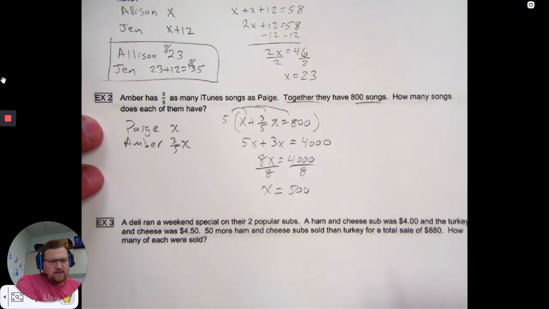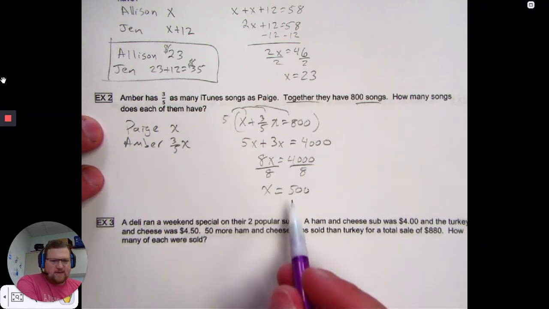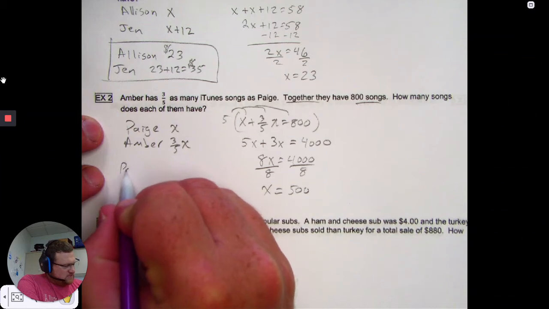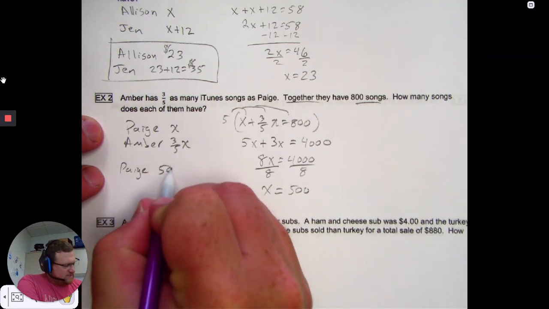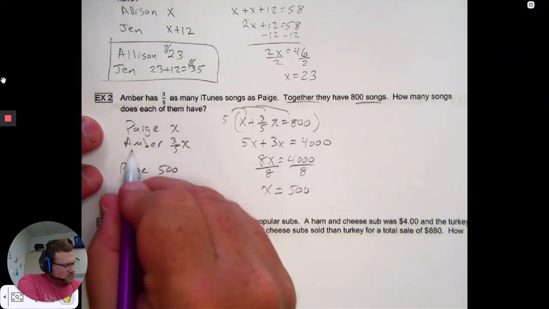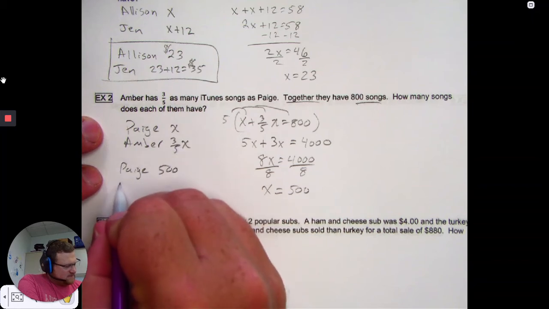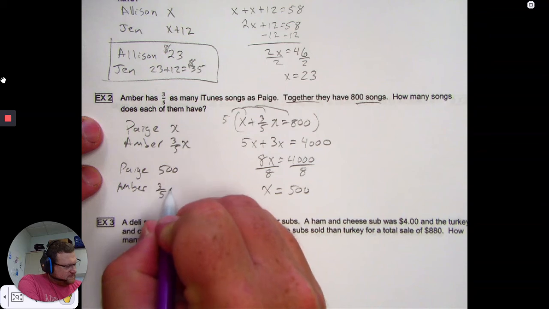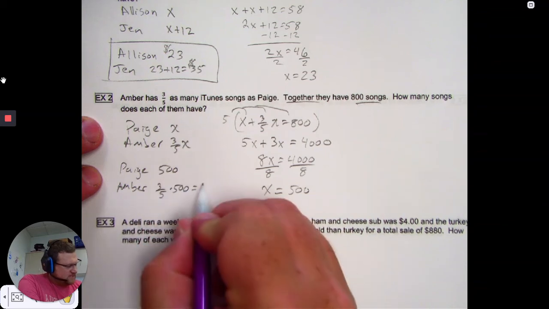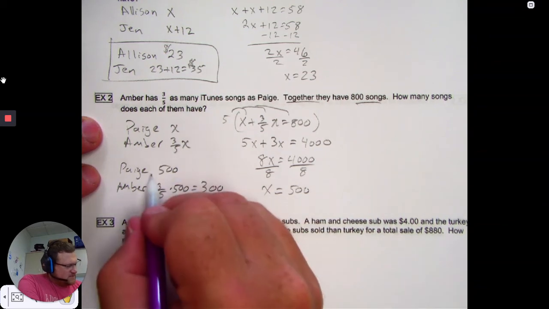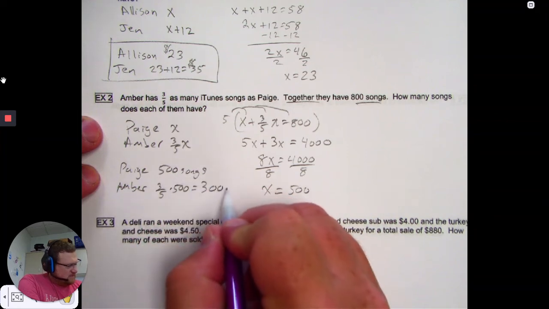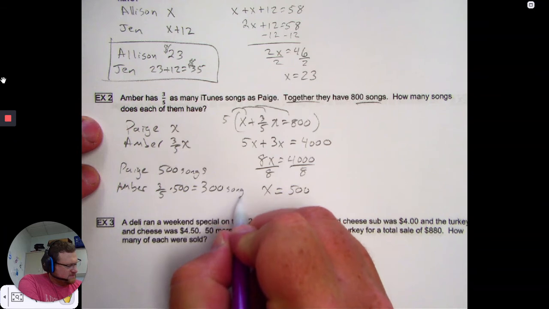Again, we're not done yet, right? We got that it's 500, but then we actually need to finish. So Paige is just the 500 because she had X songs, whereas Amber had 3/5 that many. So for Amber, we do 3/5 times 500, which gives us 300. So Paige had 500 songs and Amber had 300 songs.